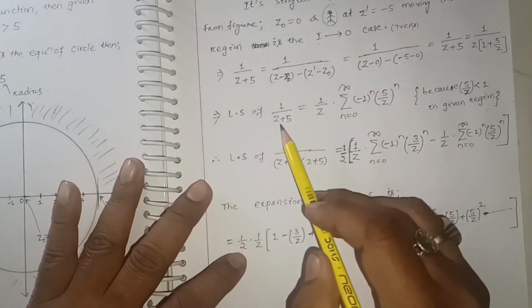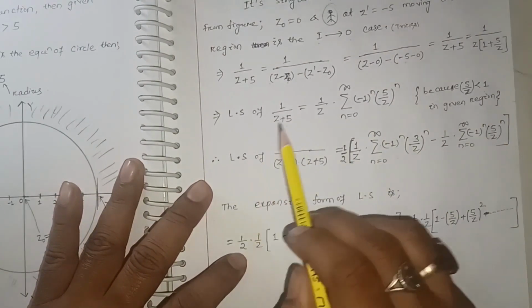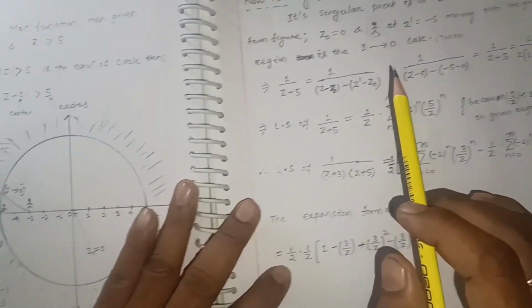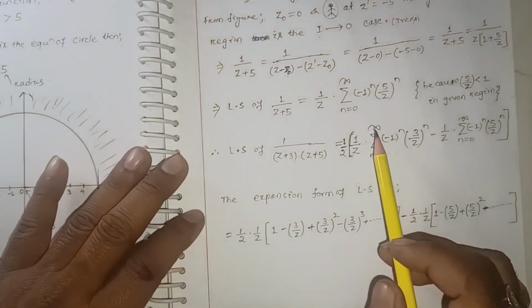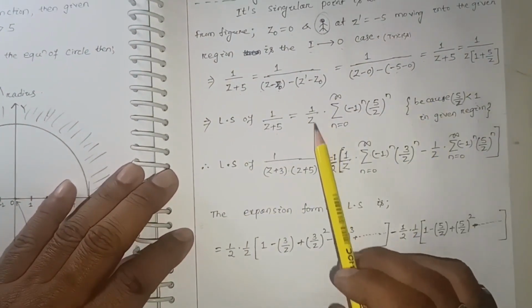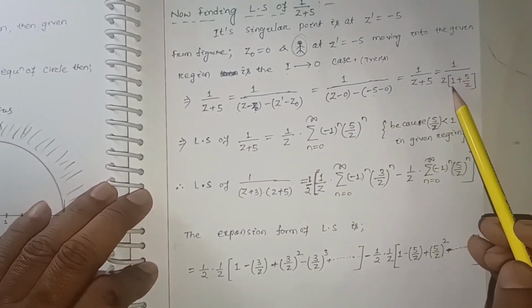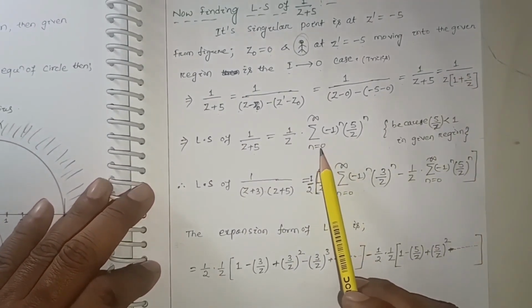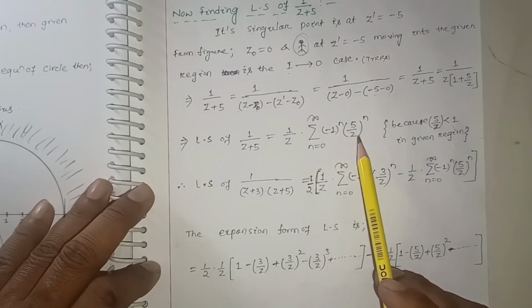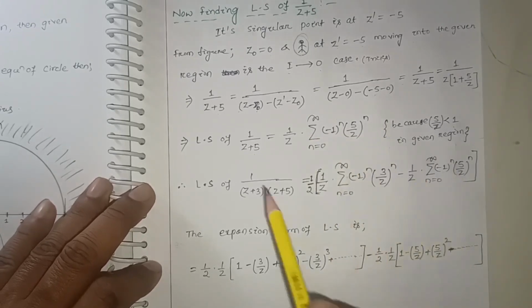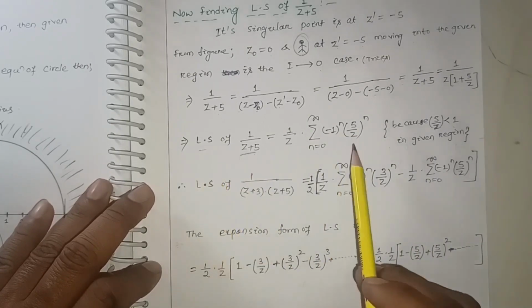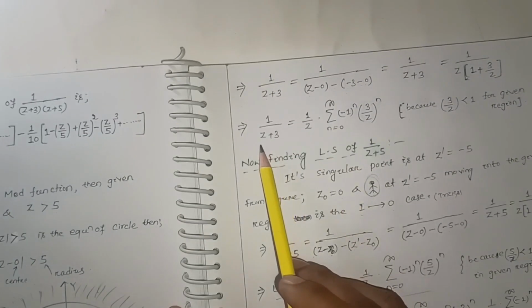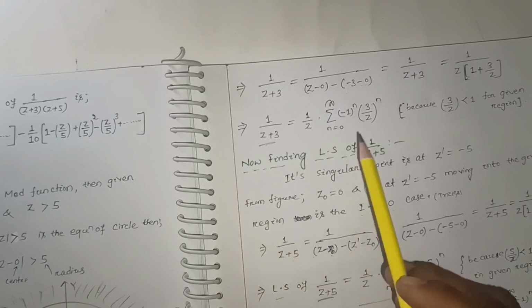Now we found 1 by z plus 5 in the given region, that is mod z greater than 5. The Laurent series we found is 1 by z, and 1 by 1 plus 5 by z is the sum from 0 to infinity of minus 1 to the n, 5 by z to the power n. So for 1 by z plus 5 we found this Laurent series, and the Laurent series of 1 by z plus 3 we found this one.